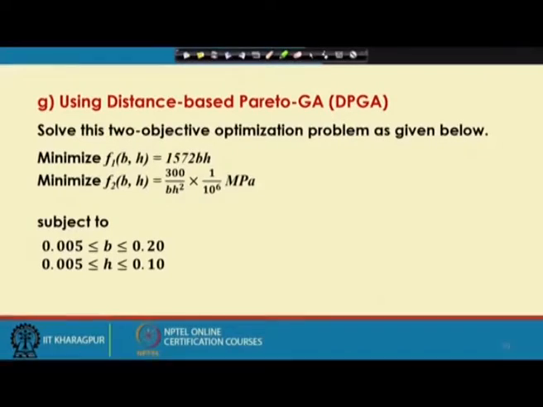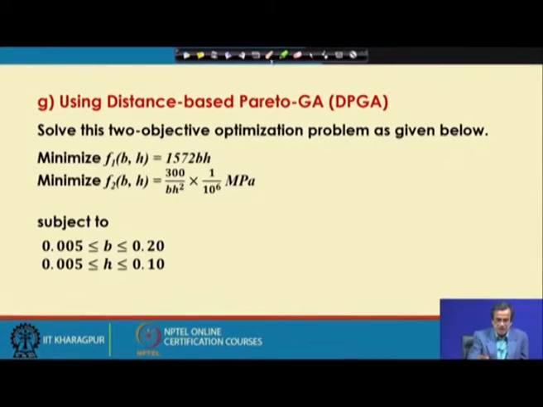Now, our aim is to minimize the weight of this particular cutting tool, and that is nothing but f 1, a function of b and h, that is the width and the height of the cutting tool, and that is nothing but 157 b h. This I have already formulated.